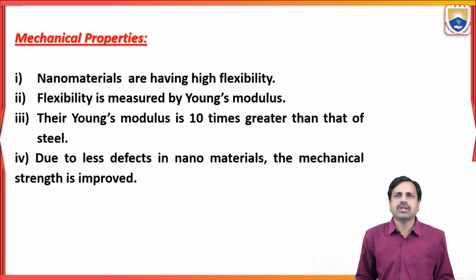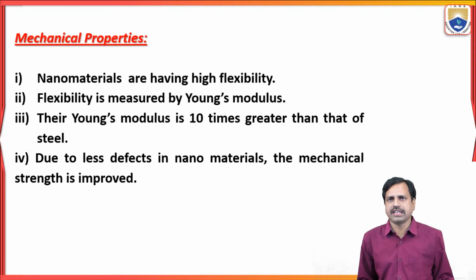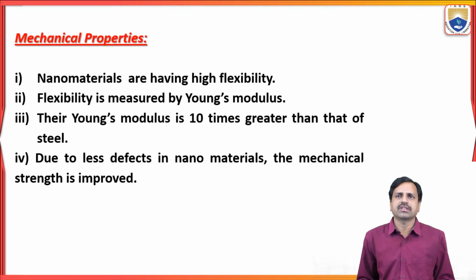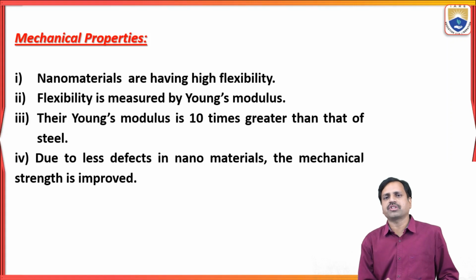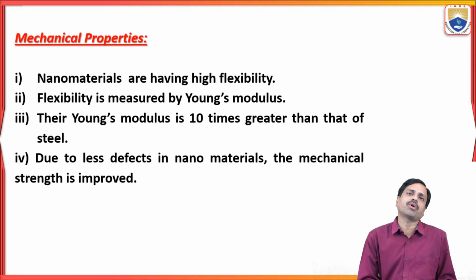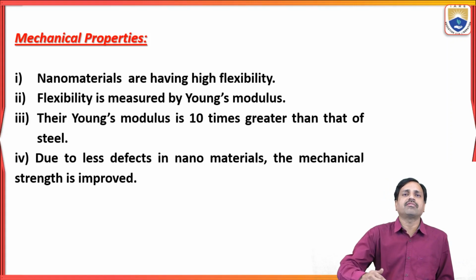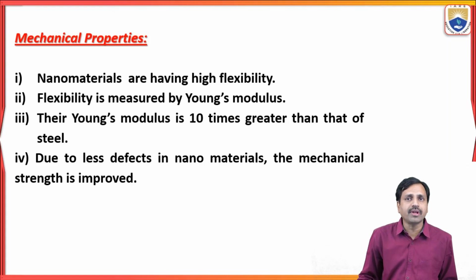Flexibility is measured by Young's modulus. The Young's modulus of nanomaterials is 10 times greater than that of steel. Greater than that of steel means that when we take the bulk material and consider the same steel as a nanomaterial, the Young's modulus of that material will be 10 times greater.